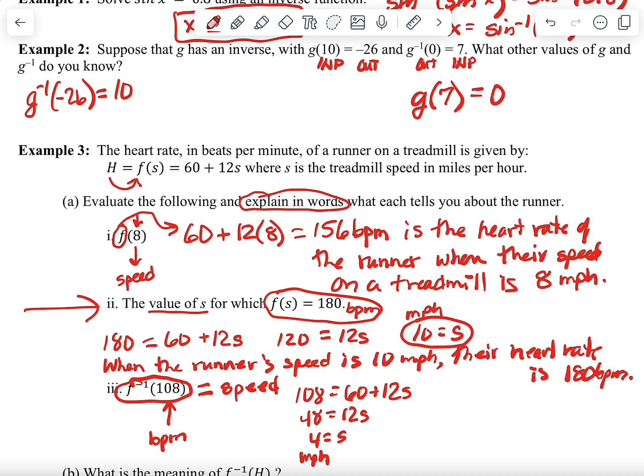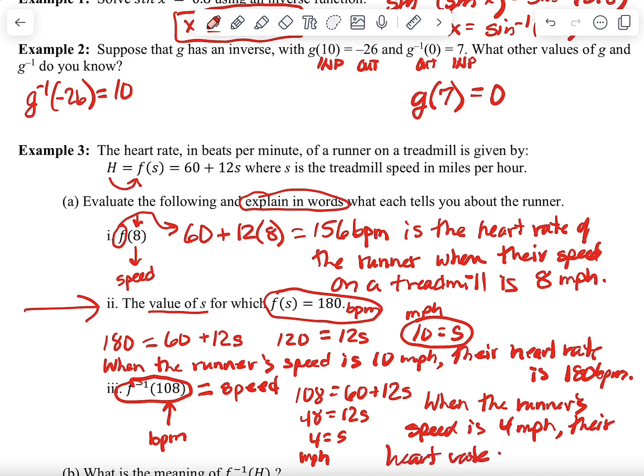So making a statement then to interpret this, kind of the same thing we just did, when the runner's speed is 4 miles per hour, their heart rate is 108 beats per minute.